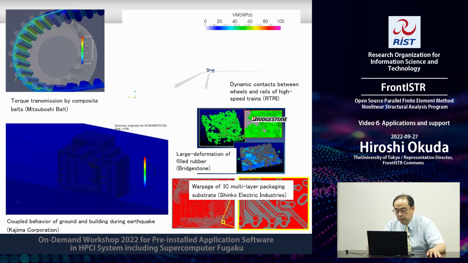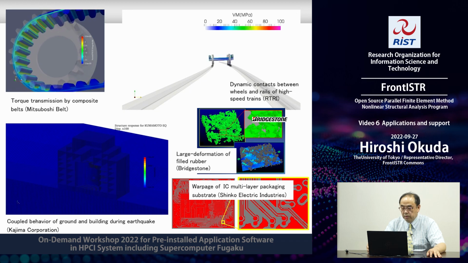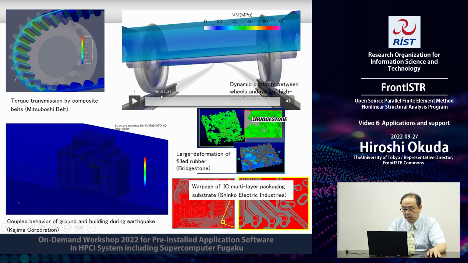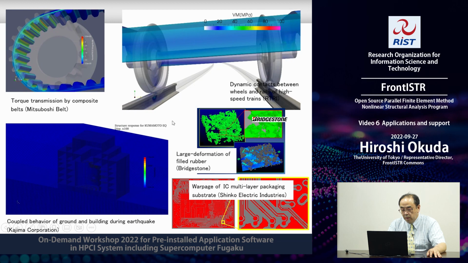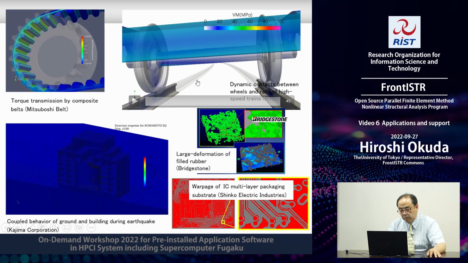So this animation stands for the dynamic contacts between wheels and rails of high-speed trains, and the counterpart is Railway Technology Research Institute, and their purpose is to pursue the fundamental mechanism of the dynamic contact between the wheel and the rail, because sometimes they encounter failures on the rail or wheel surfaces.